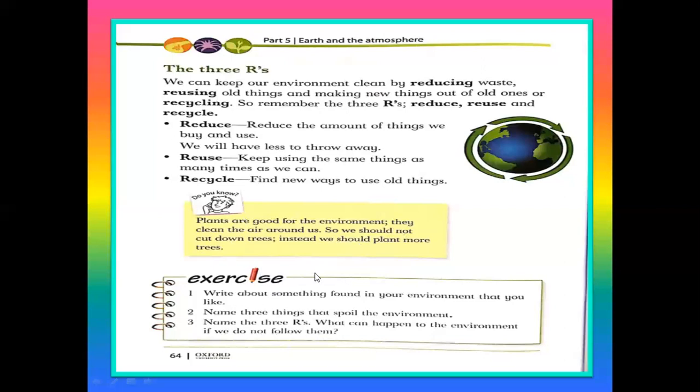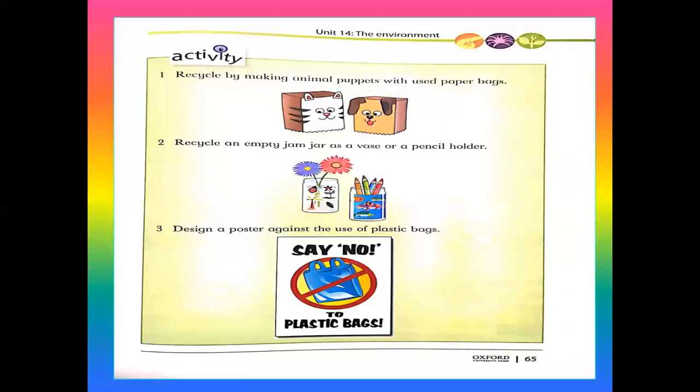Now these are question answers. Inshallah, now we will do question answers, but before question answers, just look at this page. This is your activity. It's given in your book, and you can do it at your home. It means how we can use old things again at home. This is a process of recycling. So what is recycling? Recycling is how you can use old things again.